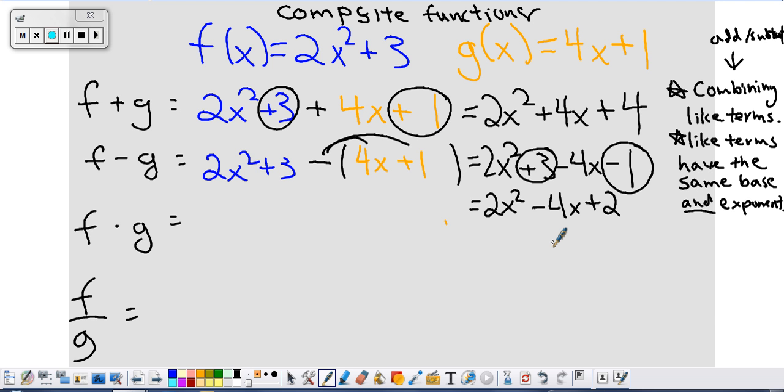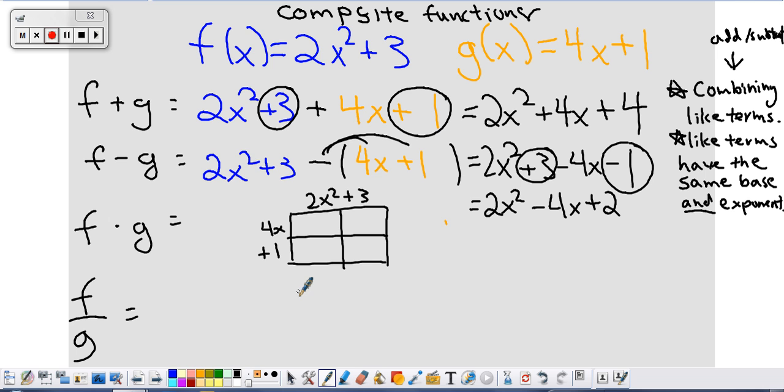Multiplication, you can do this many ways. You could FOIL, if you remember FOIL. I don't like FOIL. I would prefer to use the area model because in my mind it makes a little more sense. Because if I were to label these segments as 2x squared plus 3 and 4x plus 1, then I can find the area of each little rectangle with those segment measures and add them together.